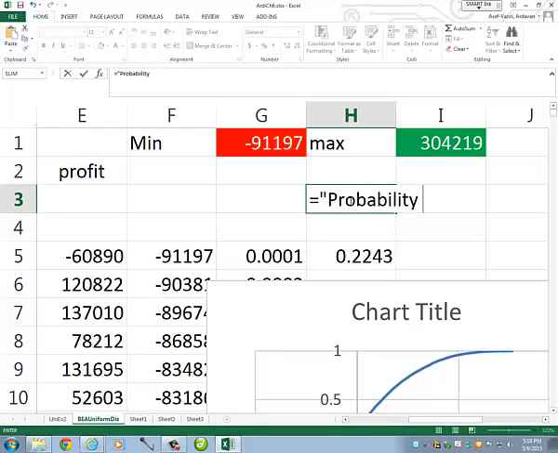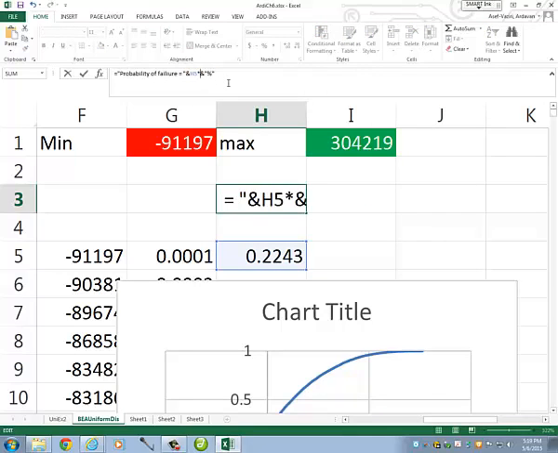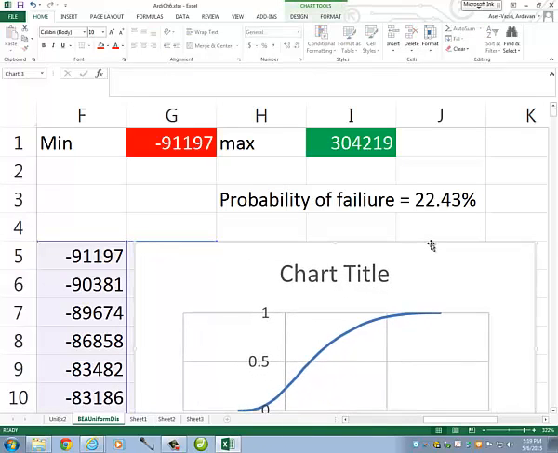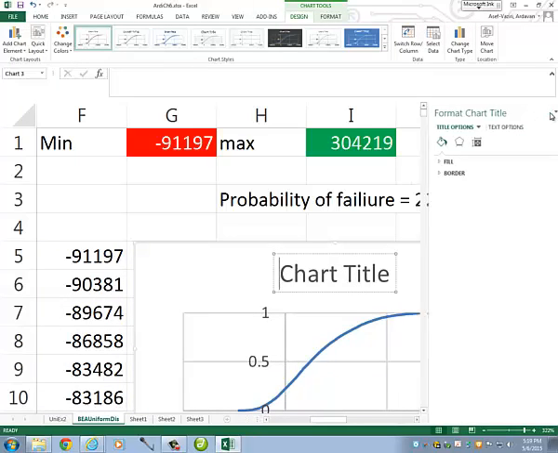probability of failure is equal to, quotation marks, and this number, and quotation percentage, quotation, I should have multiplied this one by 100. Probability of failure is 22%, and I want to put it into the title.